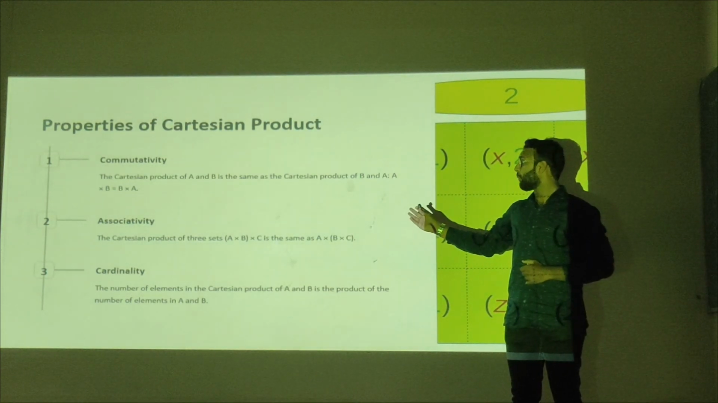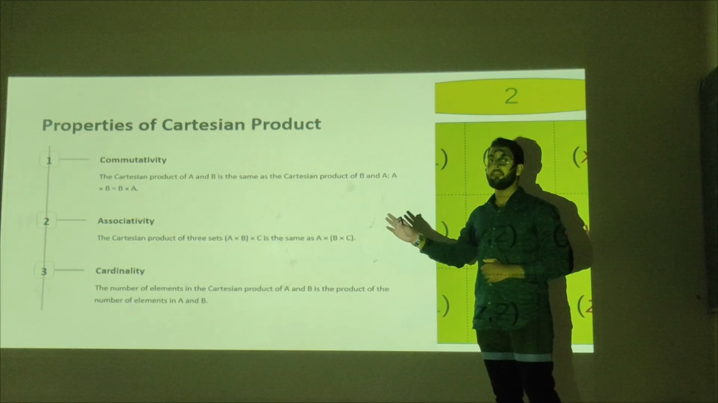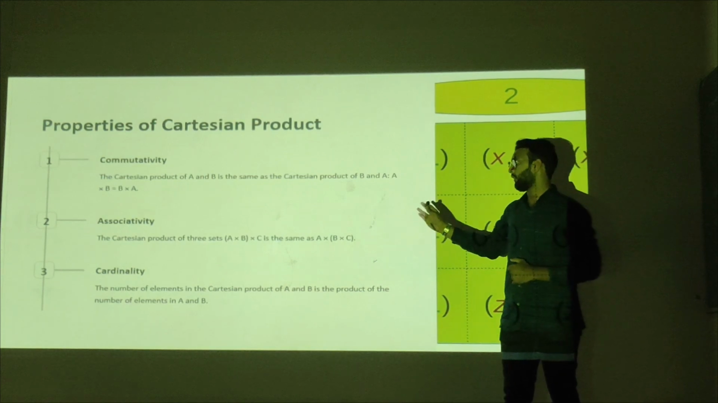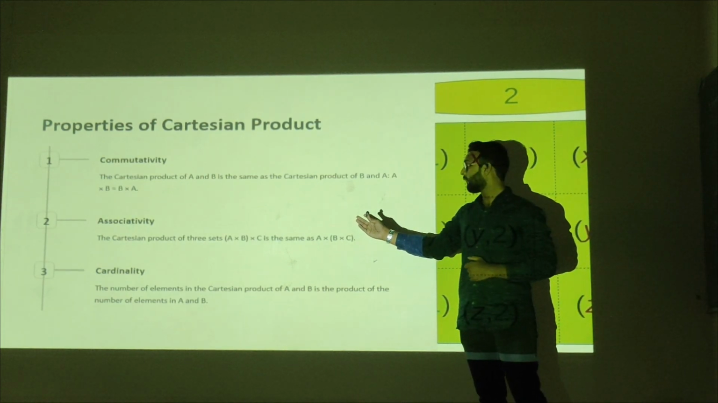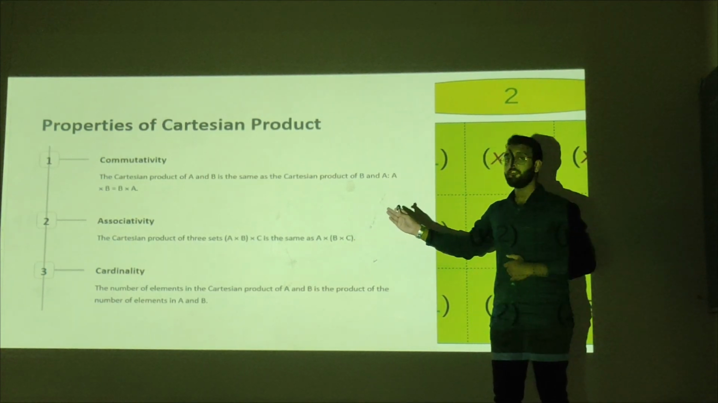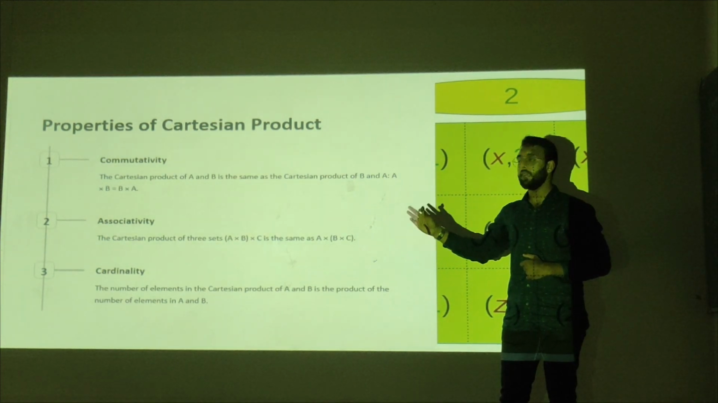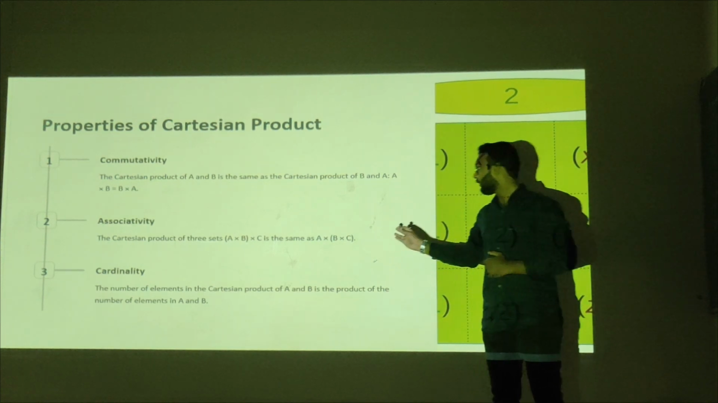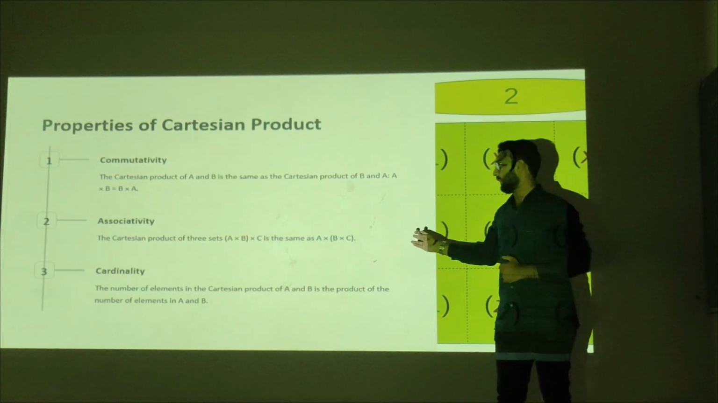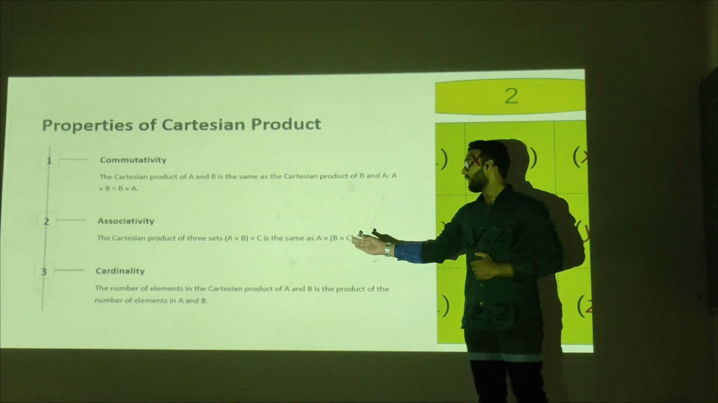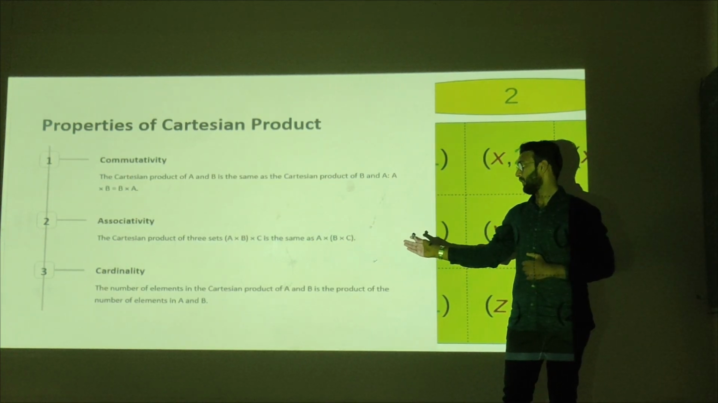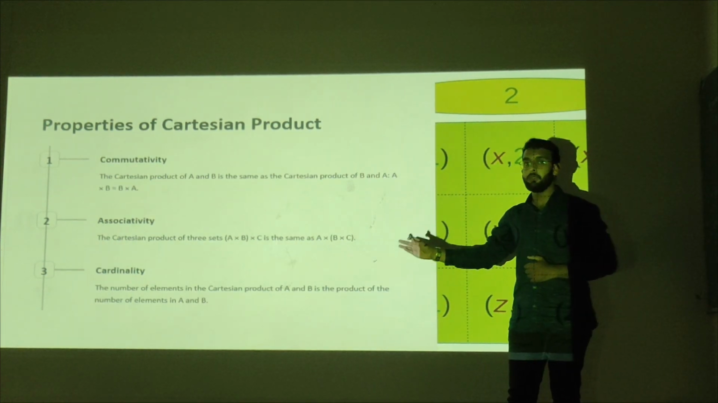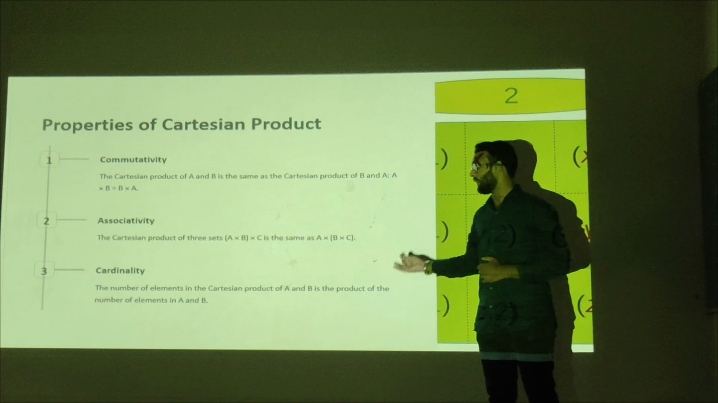Firstly, we have the commutative property. In the commutative property, if we have a set A and set B, then A × B will be equal to B × A. Secondly, we have the associative property. In the associative property, if we have three sets A, B and C, then (A × B) × C is equal to A × (B × C). Thirdly, we have the cardinality. The cardinality, the number of elements in the Cartesian product of A and B, is the product of the number of elements in set A and set B.